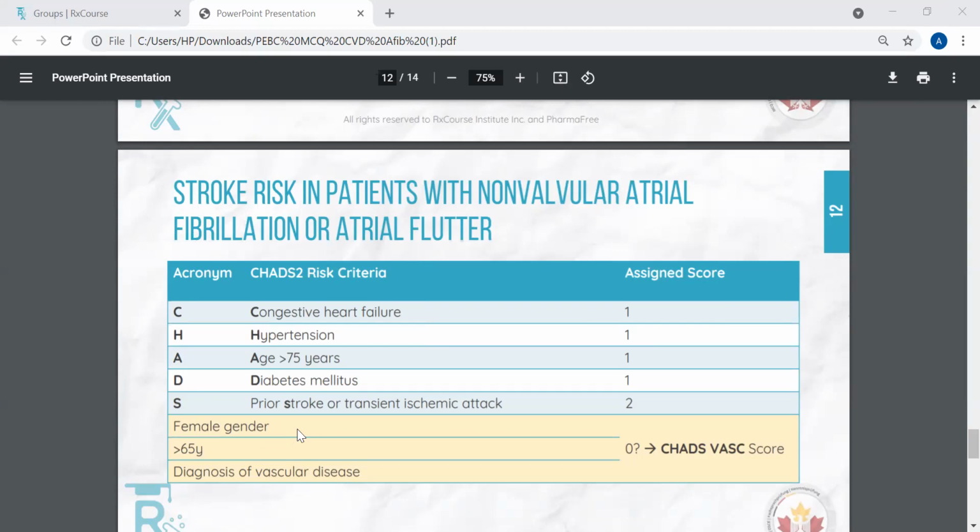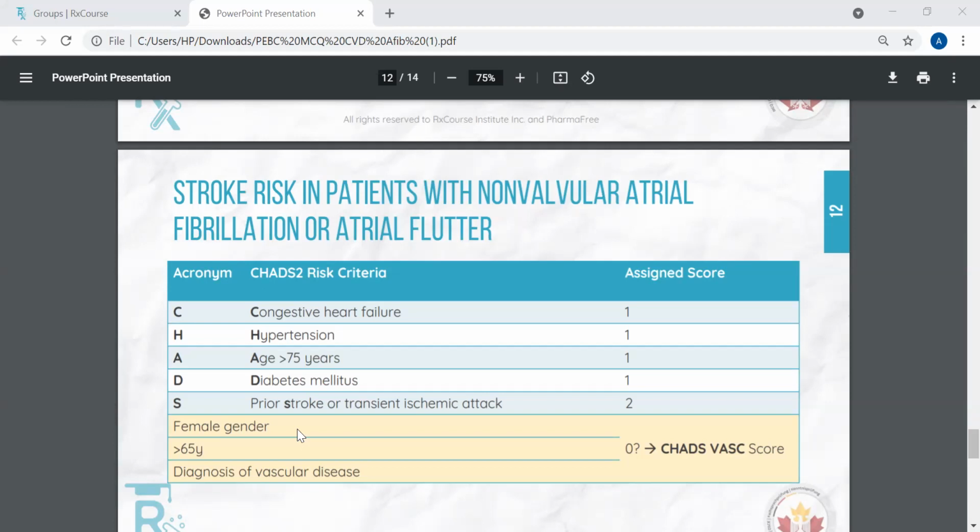S for stroke. If the patient has a prior stroke or prior bleeding, it gives a point. A also includes age. If the patient is over 65 years, it gives a point. If the patient is drinking much alcohol or taking drugs like prednisone or NSAIDs that might increase bleeding, it gives a point. Okay, and on the HAS-BLED score, if the patient scores between 0 and 2, it means the patient has a low risk of bleeding. But if it's 3 or more, there is a high risk of bleeding in that atrial fibrillation patient.